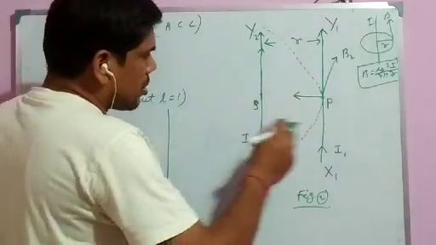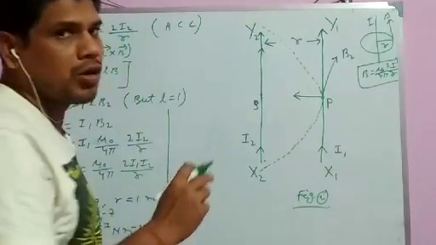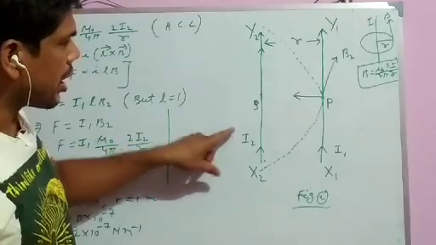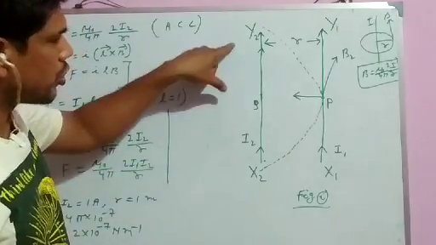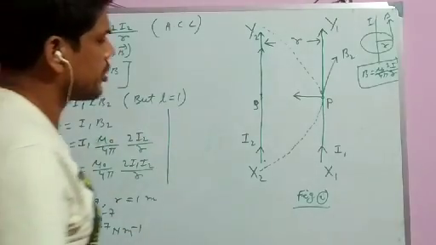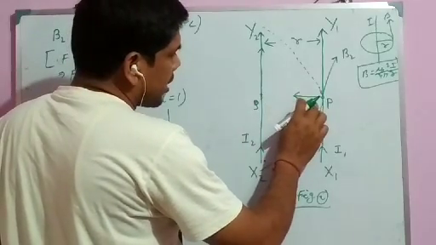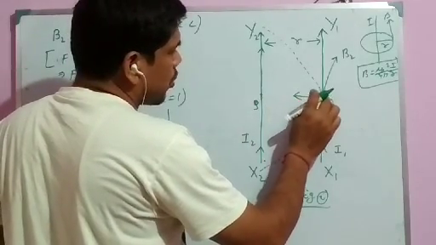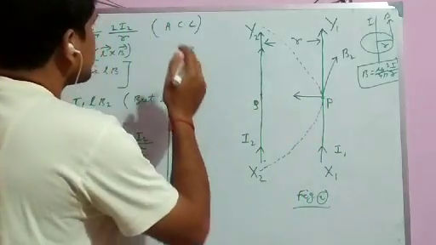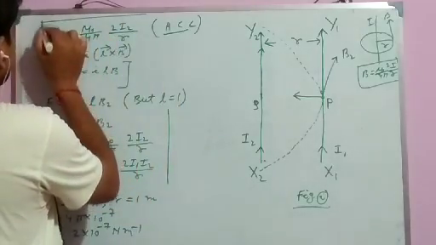Now, this conductor X2 Y2 is an infinitely long straight conductor, and it is carrying current I2 along this direction from bottom to top, as shown in this figure. Now we want to find the magnetic field at this point P. The value of the magnetic field we can find by using Ampere's circuital law, already discussed, by using this formula.